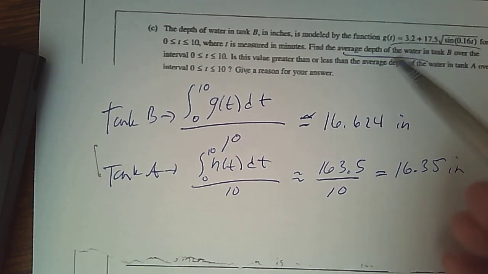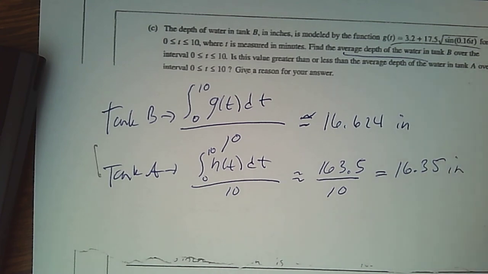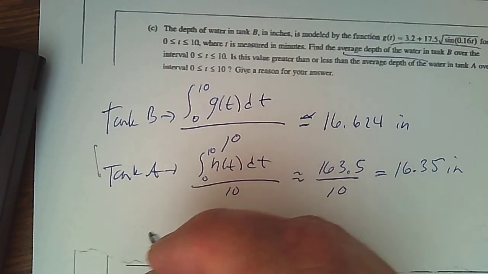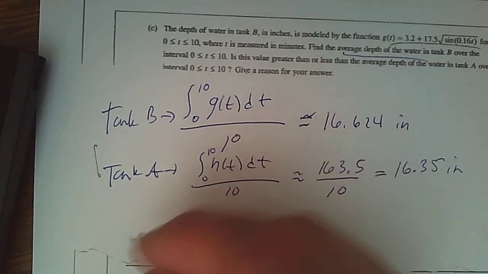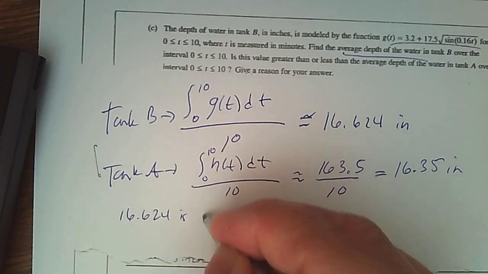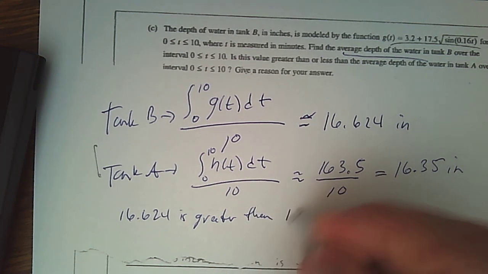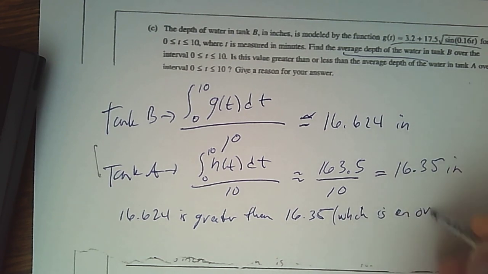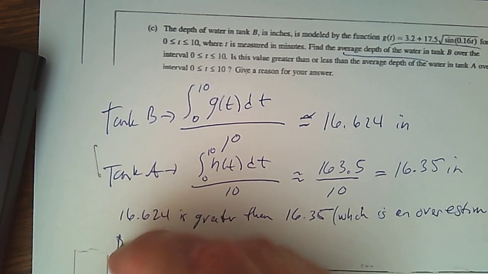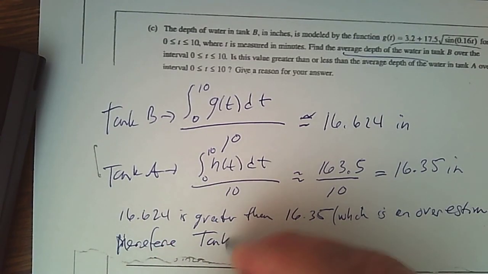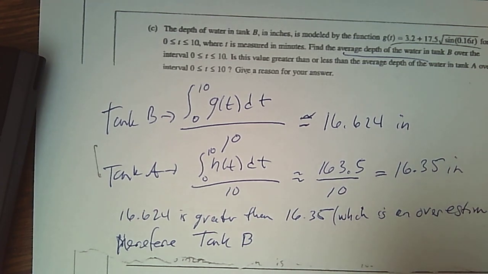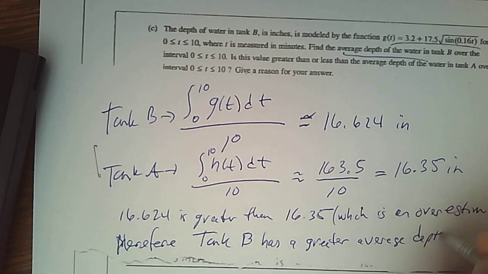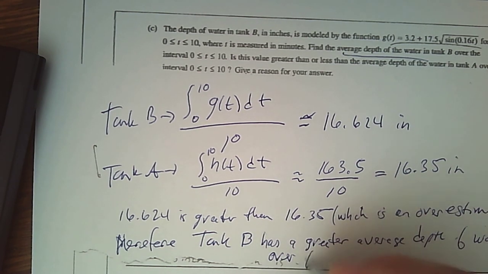Now the question is, is the value greater than or less than the average depth of the water in tank A? So the answer is tank B has a greater average depth, right? So 16.625 is greater than 16.35, which is an overestimate. Therefore, tank B has a greater average depth of water over the first 10 minutes.